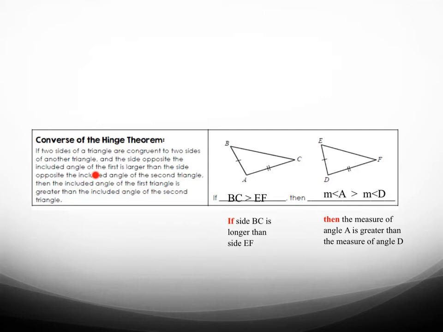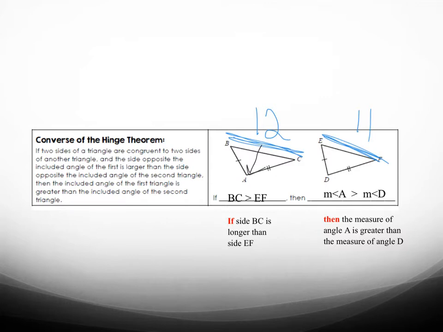Conversely, if we notice that the sides are bigger, then the angle across is bigger. So let's take a look at side BC. Here is side BC. Let's give it a number. Let's say side BC is 12 feet. Now let's take a look at side EF. Let's say side EF is 11 feet. So if side BC is greater than side EF, then what we can conclude is angle A is greater than angle D.